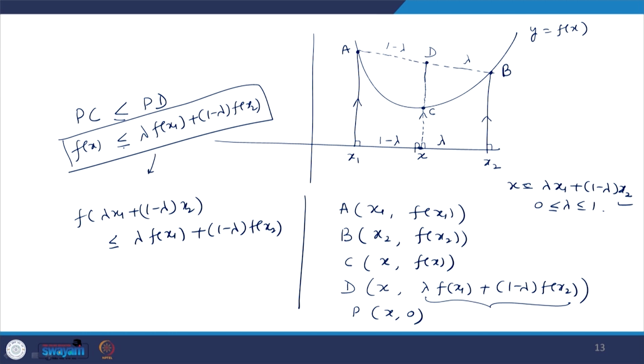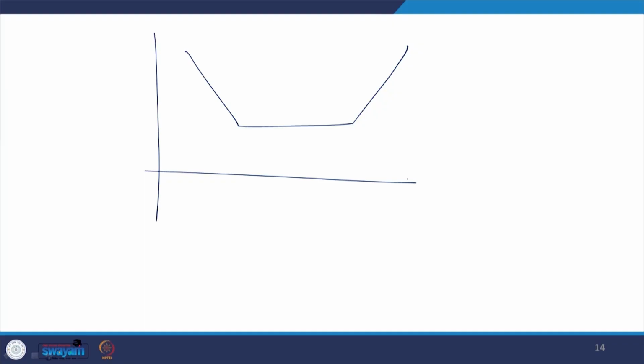So, that means if you take any two arbitrary points on the curve and join the chord, the chord joining those two points always lies above or on the curve. Suppose you have this type of function. Now you have to see whether this is convex or not. If you take any two arbitrary points on the curve and join the chord, it is always above the curve.